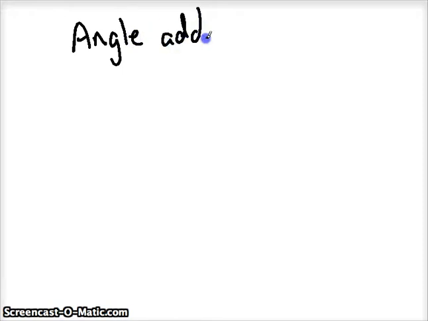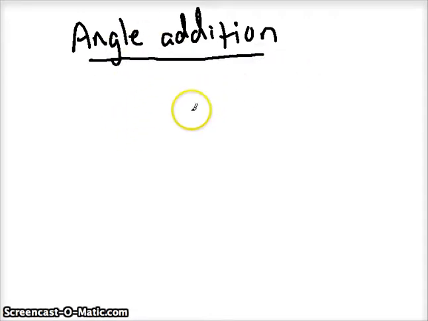Alright, this video is going to be talking about the angle addition postulate. So what happens if we add two angles together or combine two angles? Well, if we combine two angles together, we get a bigger angle. So just like the segment addition postulate, we can start to figure out missing things. If we know the size of the bigger one, we can figure out the smaller pieces.